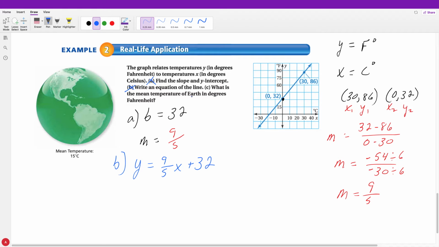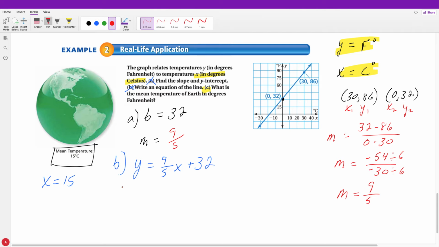So it says, what is the mean temperature of Earth in degrees Fahrenheit? Well, it tells me over here, that's why we had this, it says the mean temperature of the Earth is 15 degrees Celsius. But the question says, well, what is it in Fahrenheit? So this is why it was important for me to identify what our y and our x's represent. So it told us that our x is in degrees Celsius. So when I see that the mean temperature is 15 degrees Celsius, that means my x is equal to 15.